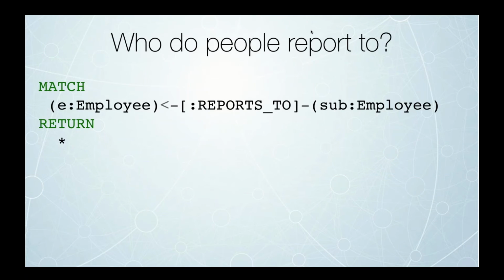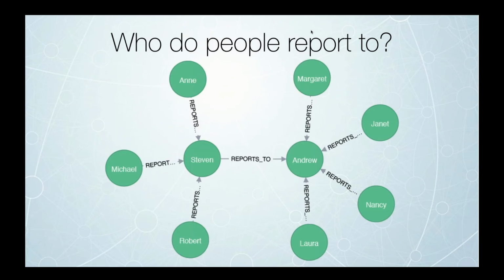So who do people report to? We don't have to specify property values. In this case, we're going to use a match clause. You can think of match as similar to a select statement in SQL. So we say match, we then define the pattern that we want to match on. Here we want to match on every employee that reports to another employee and return everything. So return the subgraph that matches that pattern. And this is what we end up with.